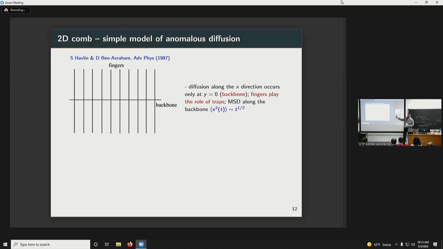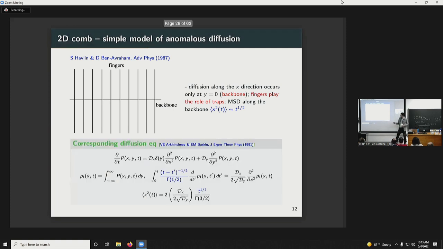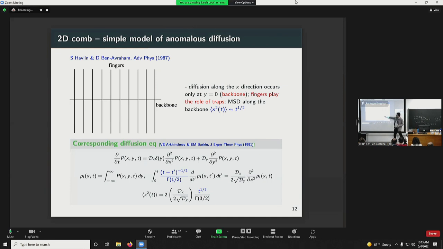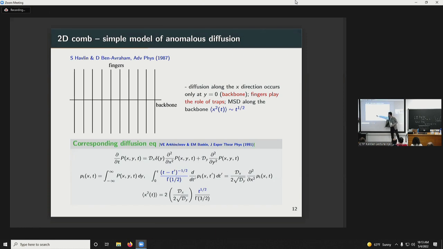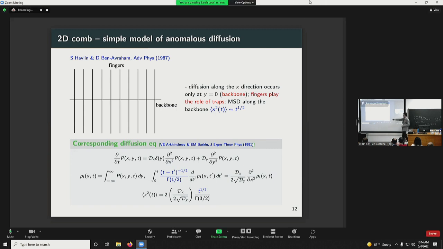And if you consider the returning probabilities as waiting time for the movement of the particle along the backbone, then we put it in the equation for the continuous time random walk, and we obtain that the mean square displacement has a power law dependence on time. And one can derive the diffusion equation. So it's simply a two-dimensional diffusion equation, but the diffusion along the x direction contains this delta function, which means that if y is different than zero, this term is equal to zero. So the movement along the backbone is only at y equal to zero.